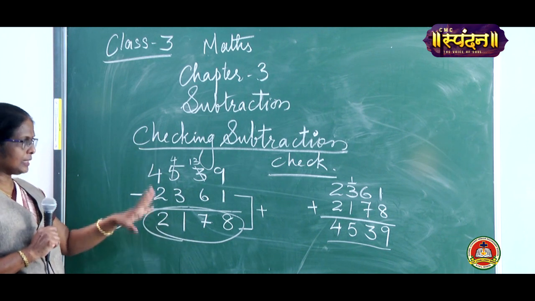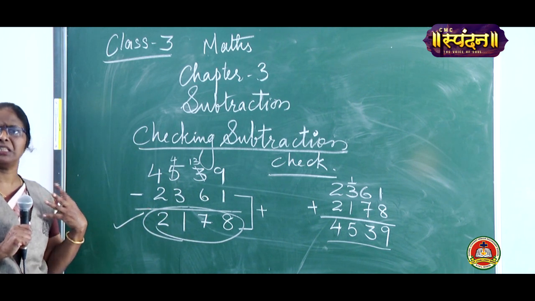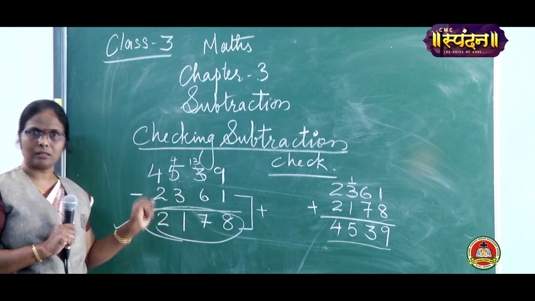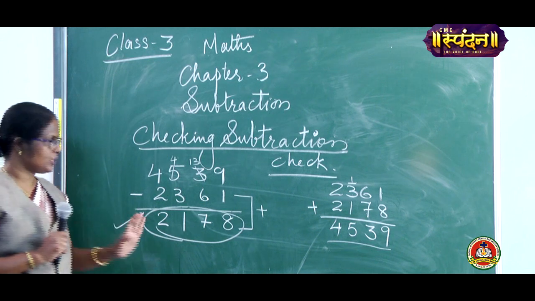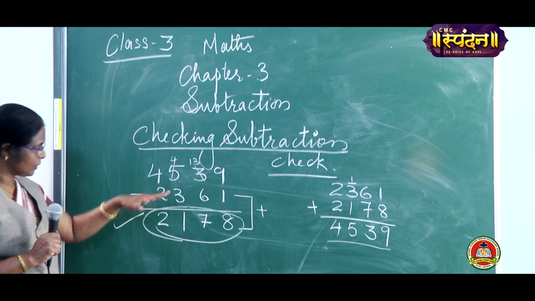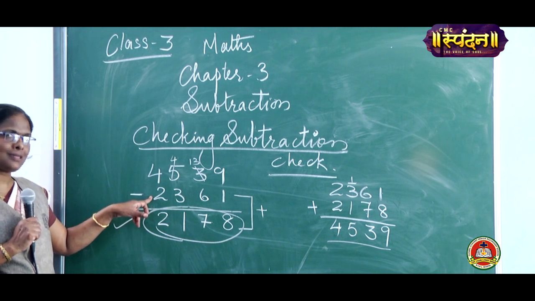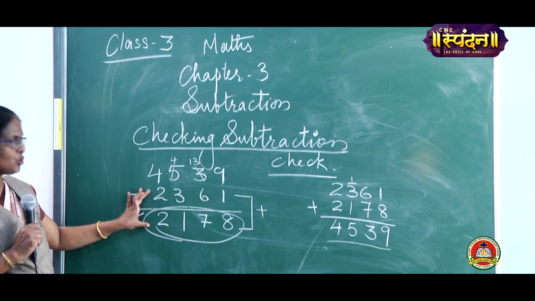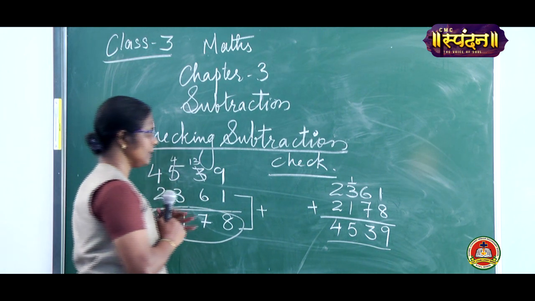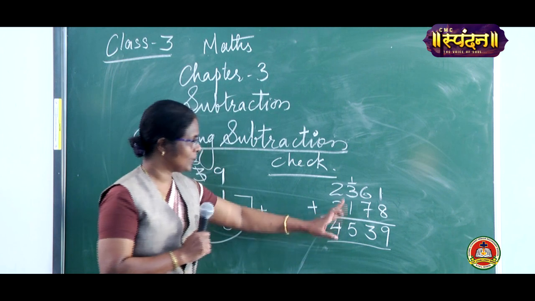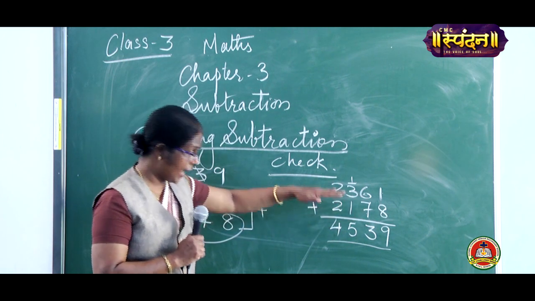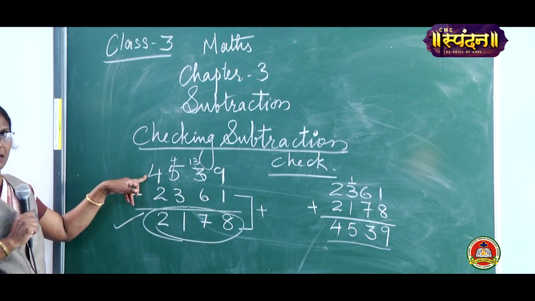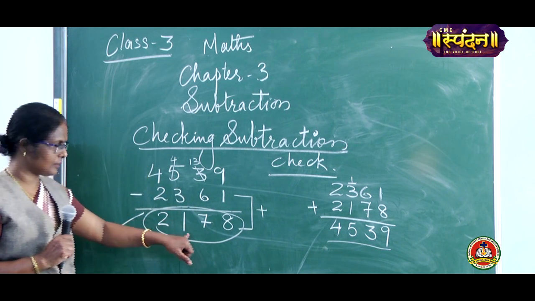After getting the difference, many times we make the subtraction wrong and get the answer wrong. So to avoid that, you can check the answer. How to check? The smaller number is the subtrahend. The smaller number and the result that you get, you should add these two numbers together. I have done it here: 2361 plus 2178. I have added it together, and if I am getting the bigger number, the minuend, then your answer is correct.